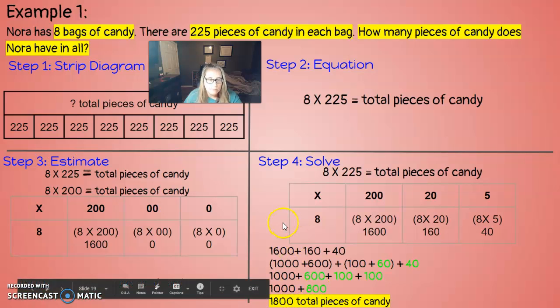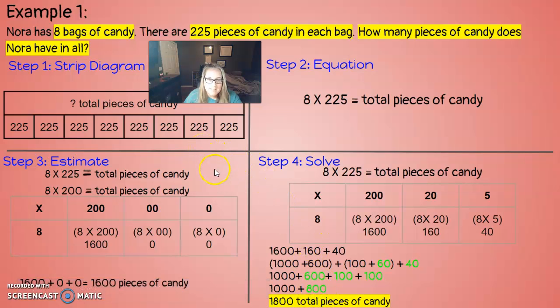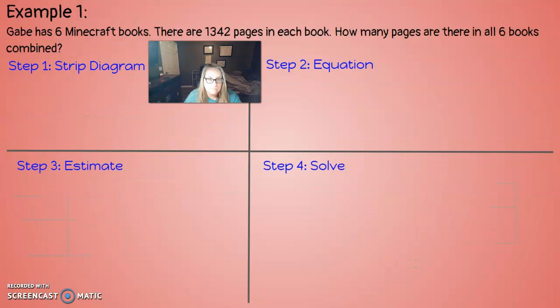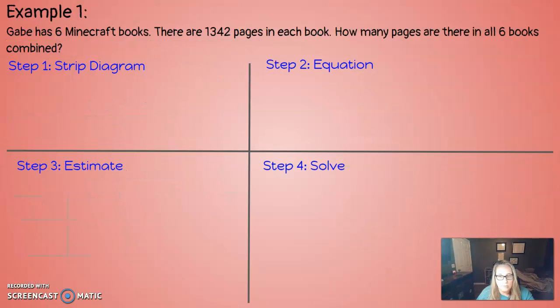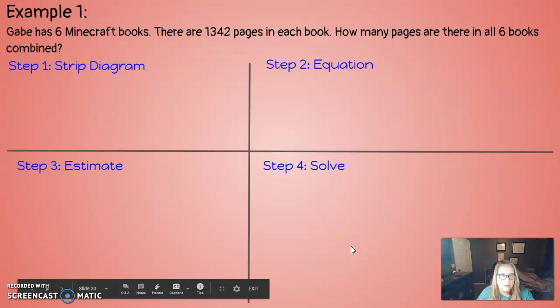And remember, it's important to check our answer with our estimate. Now remember, I said my estimate was going to be 1,600 and my total was 1,800. That's pretty close together, so I think that I did it correctly. Let's look at another problem. So if you'll notice, this one's a little more difficult, but I know that we can figure it out.